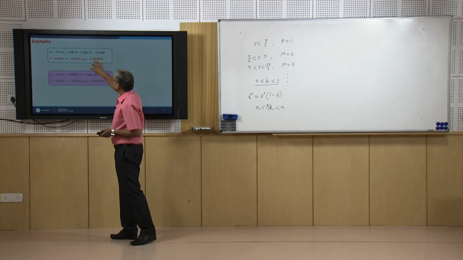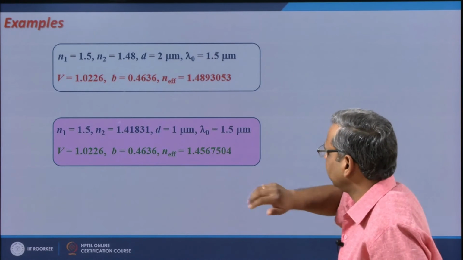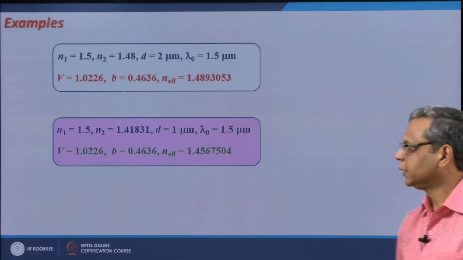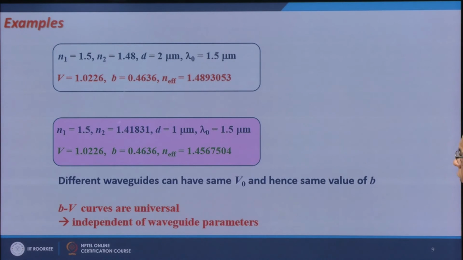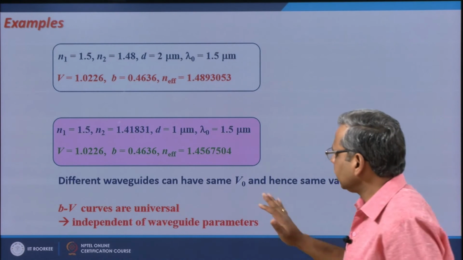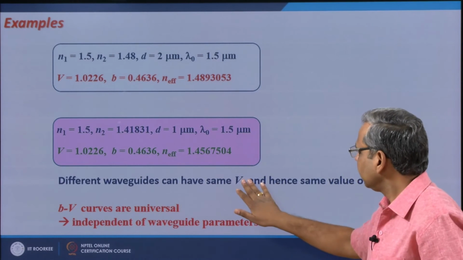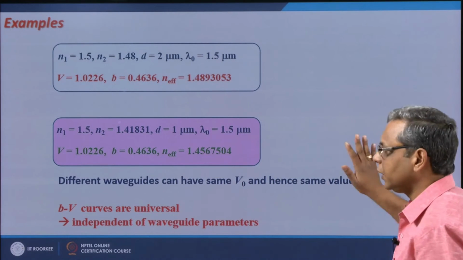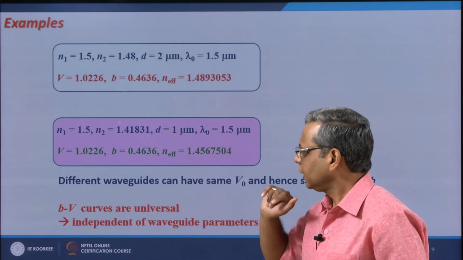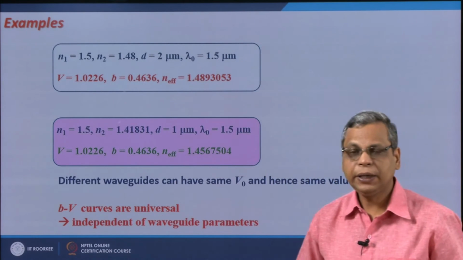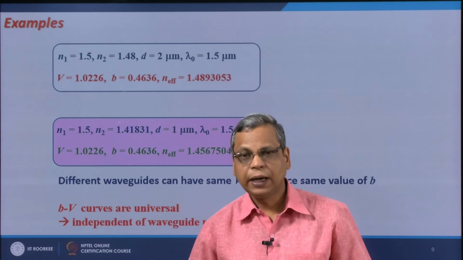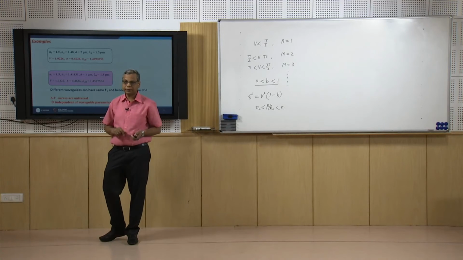So, in this case the effective index is this, while in this case the effective index would be this. Different waveguides can have the same value of V and hence the same value of B, which means that these B-V curves are universal and they do not depend upon waveguide parameters.